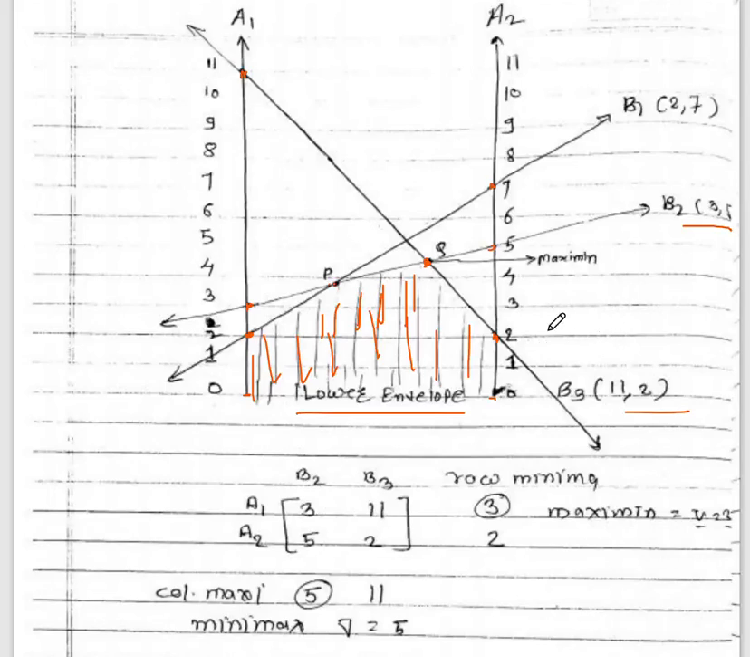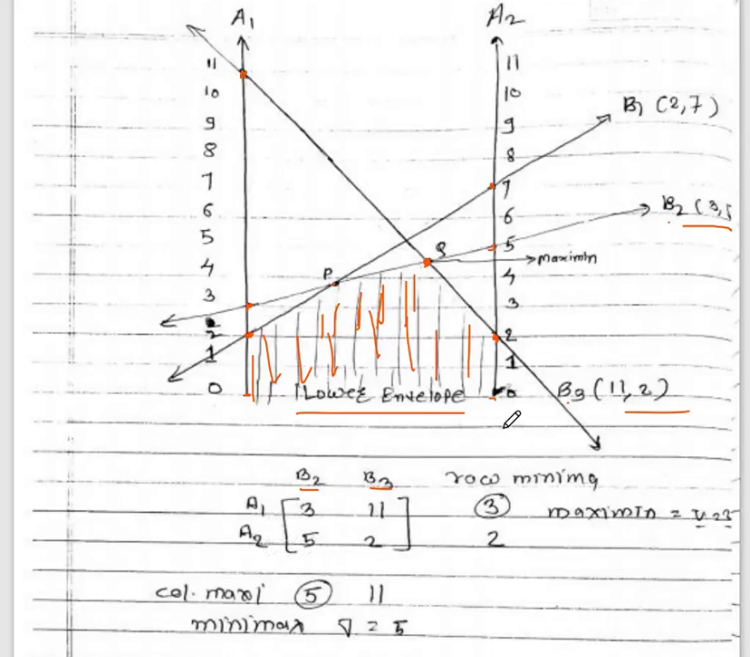Now we will reduce the 2 by 3 pay-off matrix by using this maximum point. The maximum point is the intersection of the B3 line as well as the B2 line. So this maximum point reduces the pay-off matrix, that is the B2 line and B3 line, that is 3, 5 and 11, 2, and the A1, A2 axis as it is.